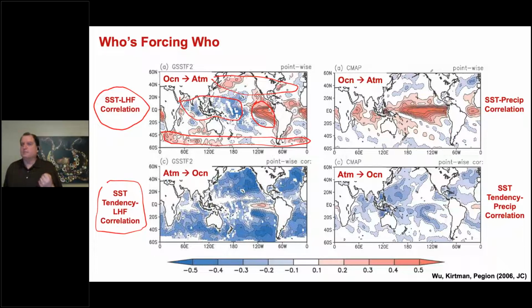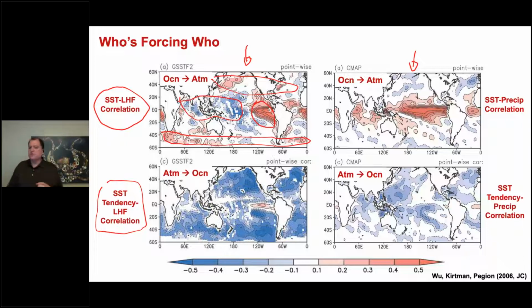Now, this second set of panels is pushing that to the limit and saying, okay, what about local SST precip relationships? Again, making the argument that when it's positive here, the ocean is forcing the atmosphere, and then here, SST tendency and precip. I think it's a physically much stronger argument when you do this in terms of SST and latent heat flux. When you think about it in terms of SST and precip, it's much more qualitative, because there's so much remote forcing of precip that can go on. Nevertheless, you see some consistencies between these two plots that make it interesting.